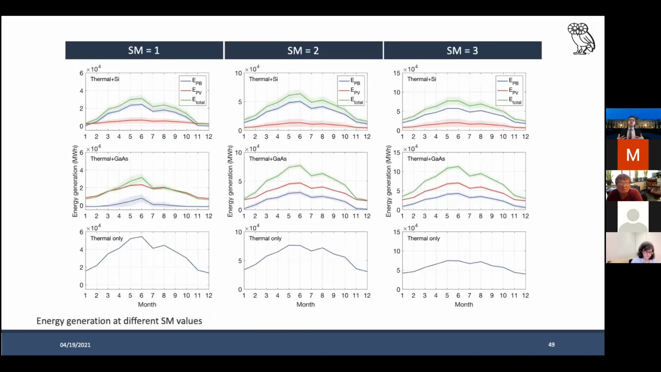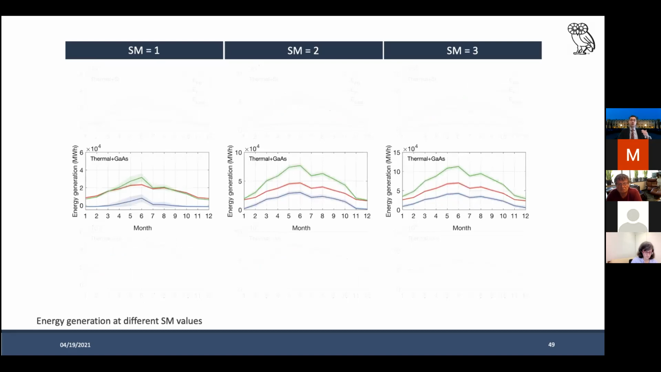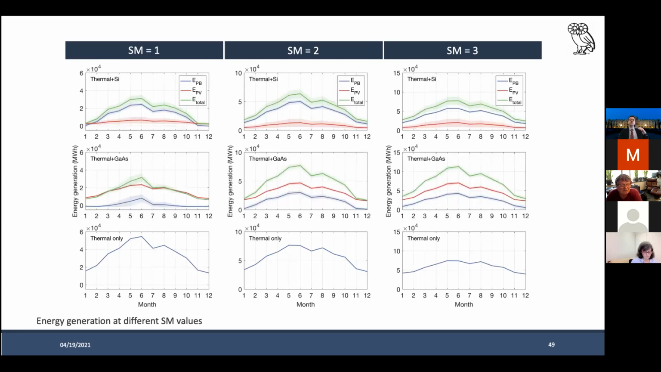To understand the LCOE results better, we looked at the energy generation by each power plant at different solar multiple values. For these figures, each type of power plant is represented as a row in the subplot, going from the hybrid silicon to the hybrid gallium arsenide to the thermal-only or conventional power plant. Each line color represents a type of energy, where PB means power block, PV means photovoltaic, and the total is the total energy generated. The shaded areas that go with the lines show the range of probabilities like we analyzed before.